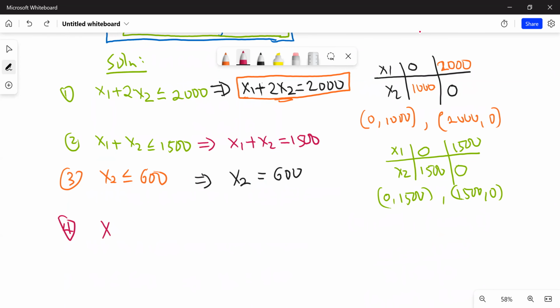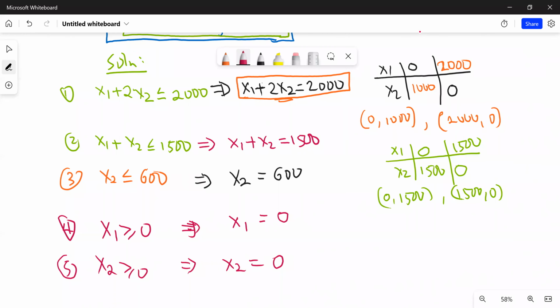Then number 4, the non-negative constraints. You can just say that x1 is greater or equal to 0, which means if you relax it, you get x1 is equal to 0. So you know that line, a line where x1 is 0 throughout. That's a vertical line which is passing through the origin. Then we have x2 greater or equal to 0, which means that x2 is 0, which is a horizontal line which is passing through the origin. So let's draw the graph.